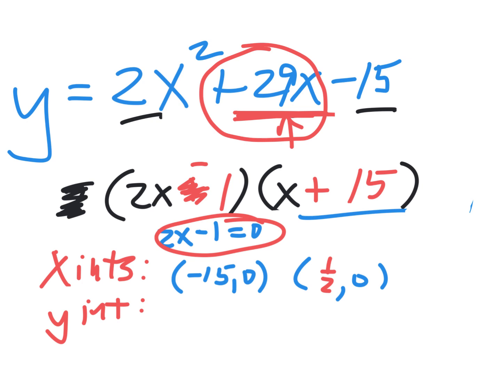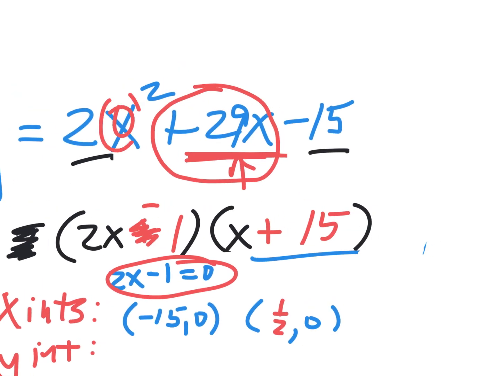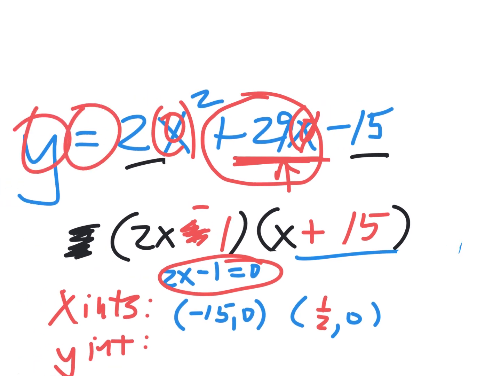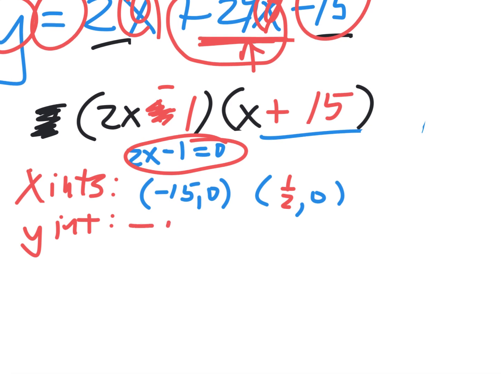Sweet. The y-intercept is where x is 0. And look how fast this is. In the original, I put a 0 here, I put a 0 here, and I get y equals negative 15. Negative 15. Dang it, I just got it wrong. Because the y-intercept is where x is 0. So 0 comma negative 15. You gotta write it like that. If you just write negative 15, that's a number. That's not a point. That's a point.